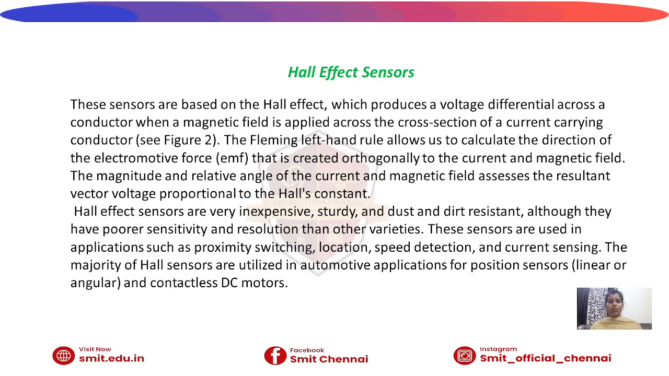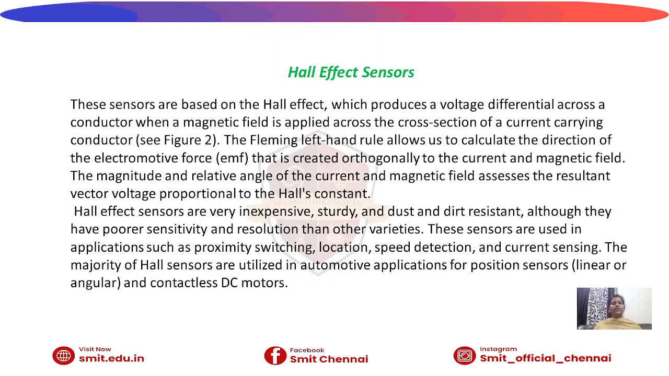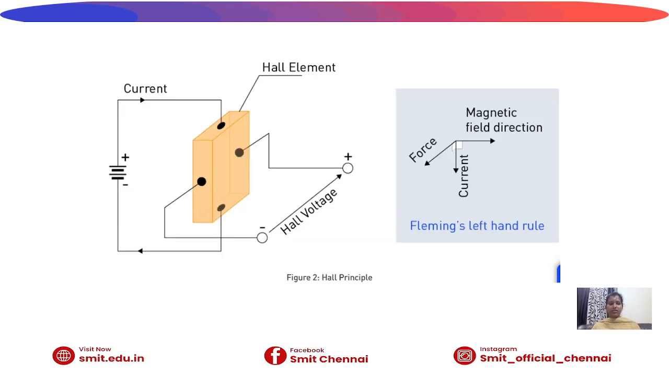The next topic is the Hall effect sensor. The first was the magnetic sensor, and another is the Hall effect sensor. A Hall effect sensor is a current measuring sensor, which produces a voltage differential across the conductor when the magnetic field is applied across the cross section of a current carrying conductor. Here is the Hall effect element, from which we can measure the current.